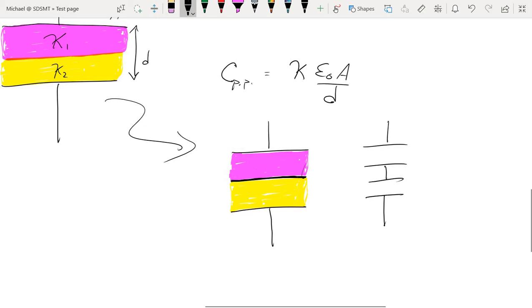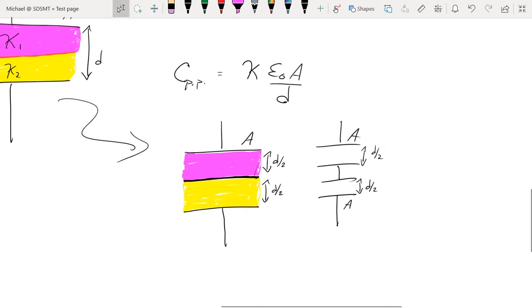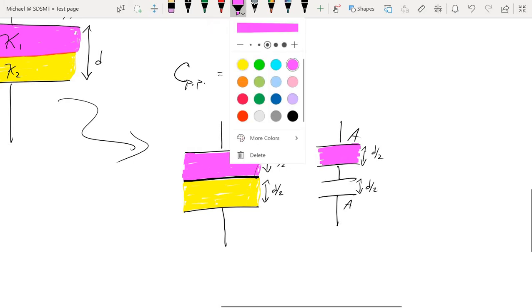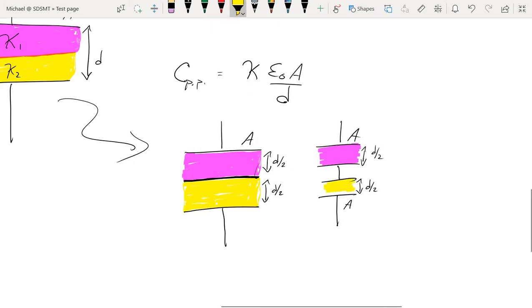And that I can work with, because each capacitor would have a cross-sectional area of A, and because each dielectric material is taking up half of the volume, we could say that each capacitor has a separation distance of d over 2. From here, we can define two distinct capacitance values for each capacitor, and then we can combine them in series.